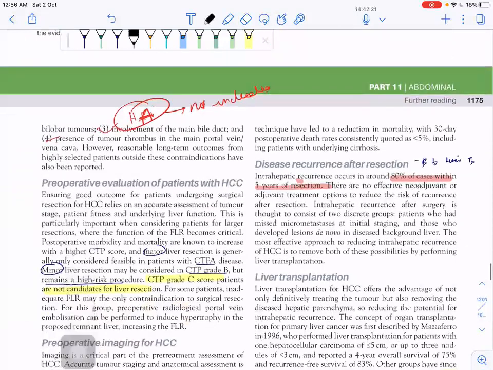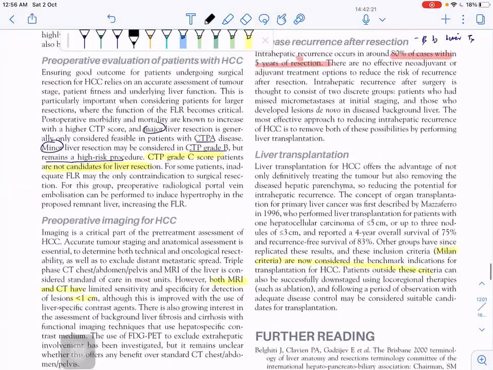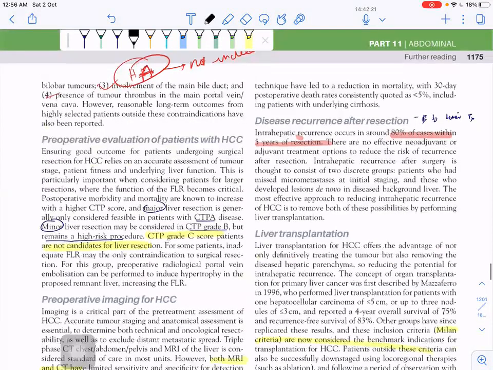So next, page 1175, the preoperative evaluation of the patient with HCC. Major liver resection is possible with Child-Turcotte-Pugh grade A disease. Minor liver resection will be possible with CTP grade B. And CTP grade C score patients are not candidates for liver resection. So this is very important.